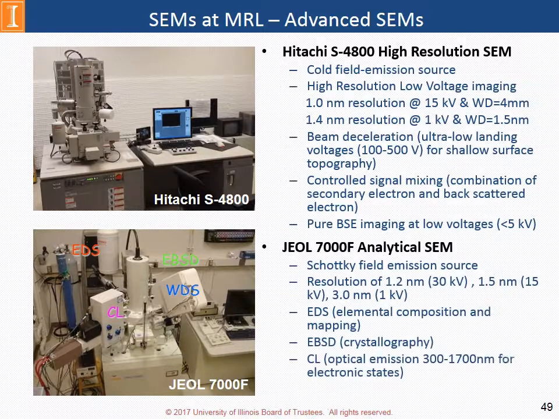JEOL 7000F is our advanced analytical SEM, equipped with not only EDS but also WDS, EBSD, and CL detectors. With JEOL 7000F, in addition to surface topography and morphology, we can also study crystallography, optical, and electronic properties of the material.